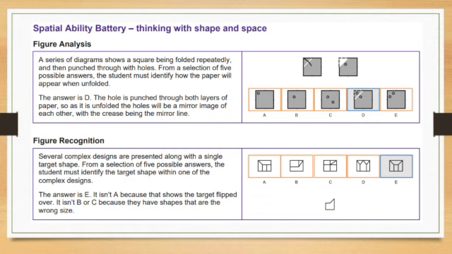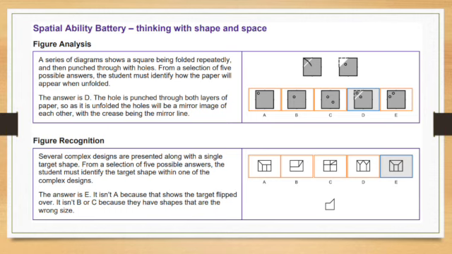The student is told in the assessment that the paper is folded over and then a hole is punched through. They're asked what would the paper look like if it's unfolded. And in this case, we can see that it's D, because the paper was folded, it was unfolded, and the two punches that went through the paper are now visible.